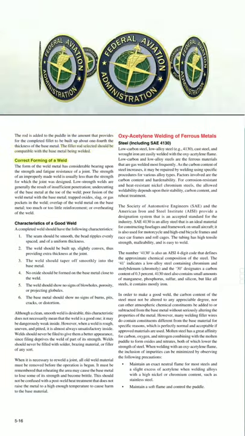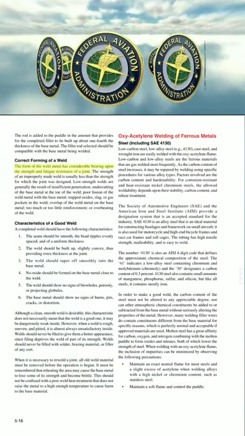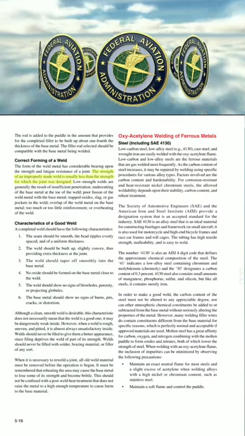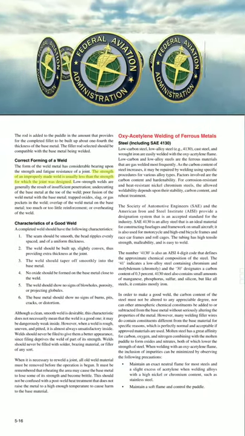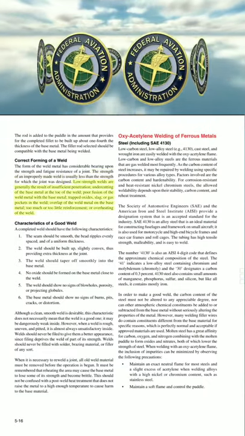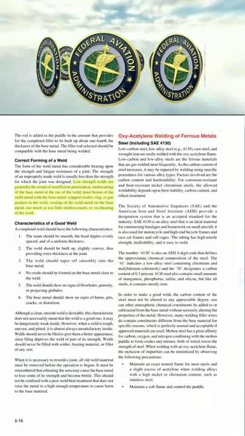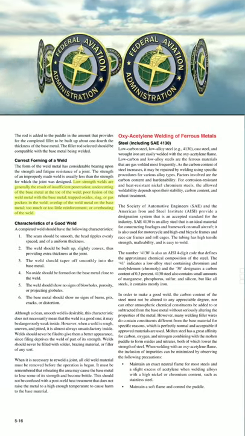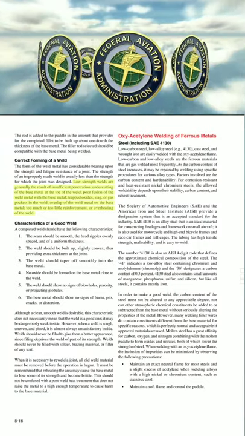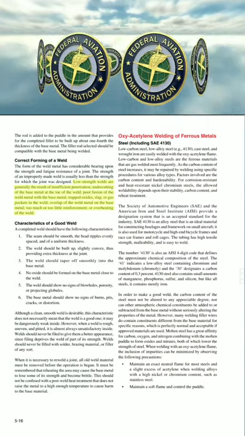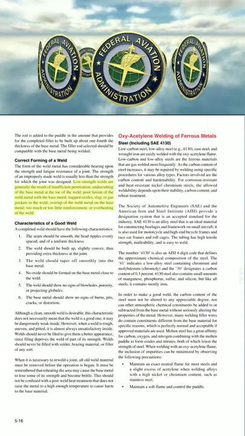Correct forming of a weld. The form of the weld metal has considerable bearing upon the strength and fatigue resistance of a joint. The strength of an improperly made weld is usually less than the strength for which the joint was designed. Low-strength welds are generally the result of insufficient penetration, undercutting of the base metal at the toe of the weld, poor fusion of the weld metal with the base metal, trapped oxides, slag, or gas pockets in the weld, overlap of the weld metal on the base metal, too much or too little reinforcement, or overheating of the weld.